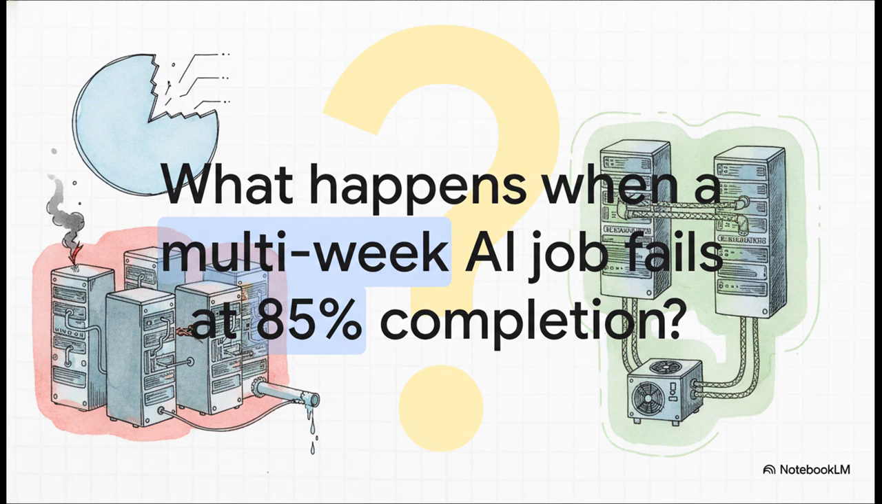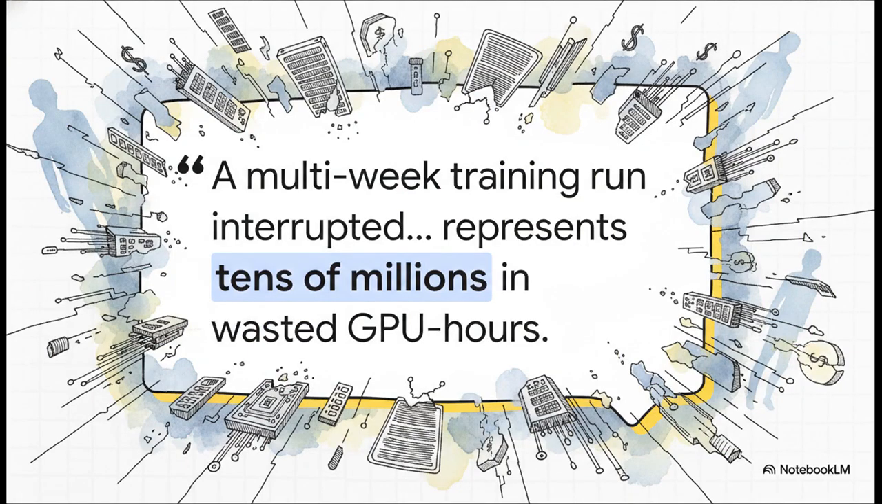Let me just paint a picture for you. I want you to imagine a huge AI model. It's been training for weeks, just chugging away on mountains of data. It's almost there, 85% complete. And then, boom, something tiny goes wrong. A power supply gives out, a cooling pump fails. What happens then? Well, the report puts it pretty bluntly.